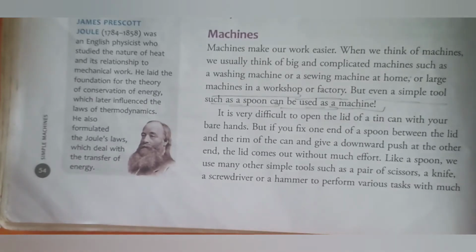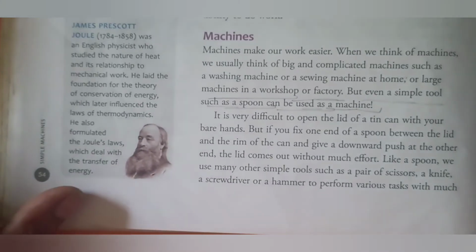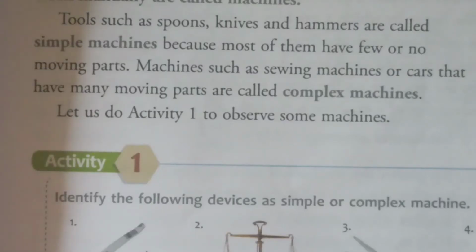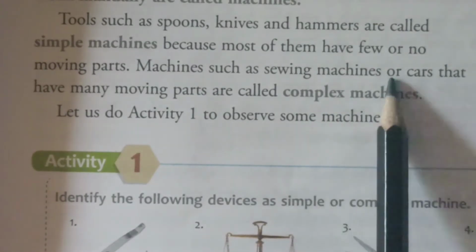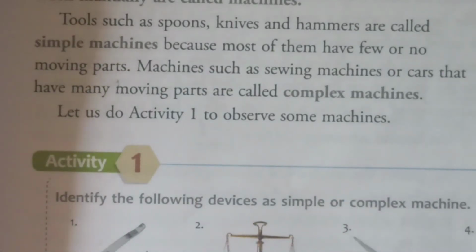The machine is classified into two types: simple machine and complex machine. Tools such as spoons, knives and hammers are called simple machines. Why? Because most of them have few or no moving parts. That type of machine is known as a simple machine, like a screwdriver, spoon, knife, etc.